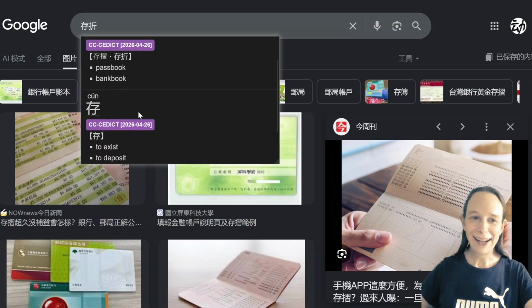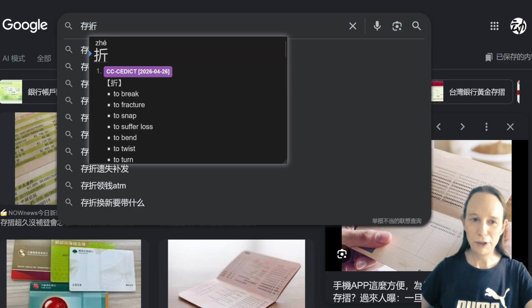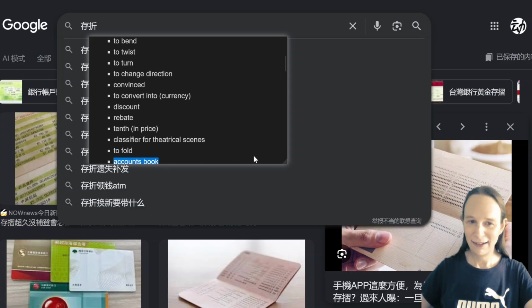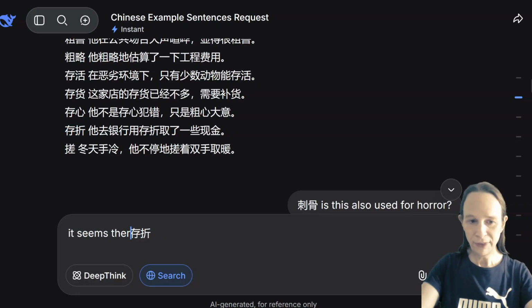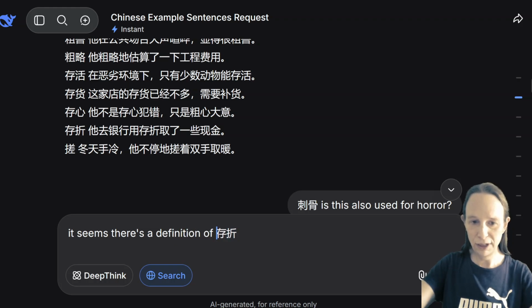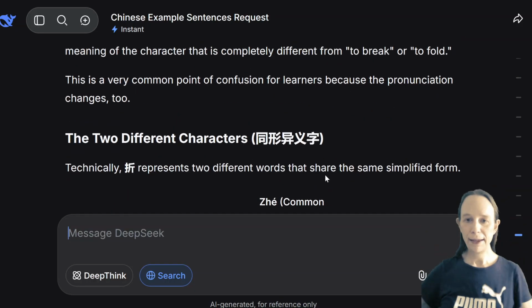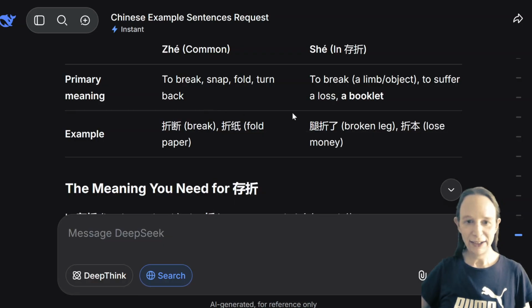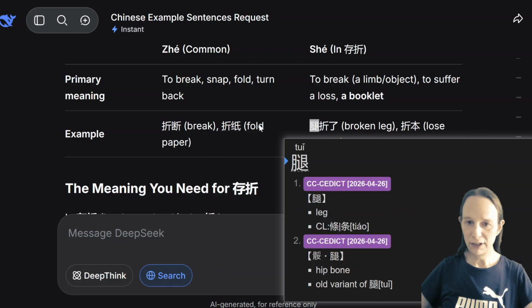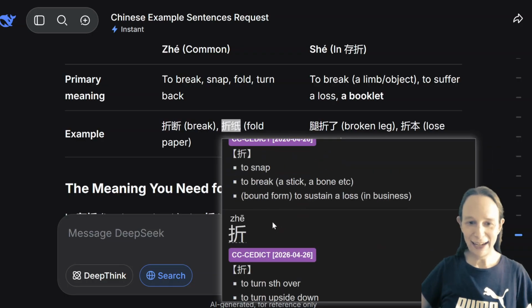存着. All right, 存 makes sense. 存钱, but 着? Account book. All right. So it seems there's a definition of jaw used in Punjaw I'm unfamiliar with. Usually it's break. 折断. Georgie. Okay, I didn't know you could Georgie. 腿折了. Yeah, 折断, yeah, there is this second pronunciation.